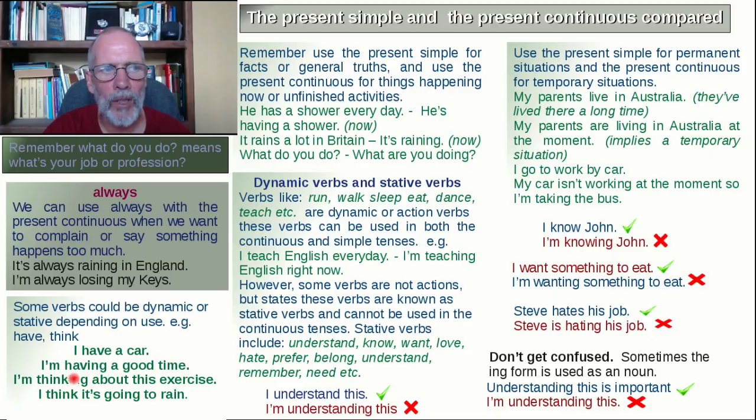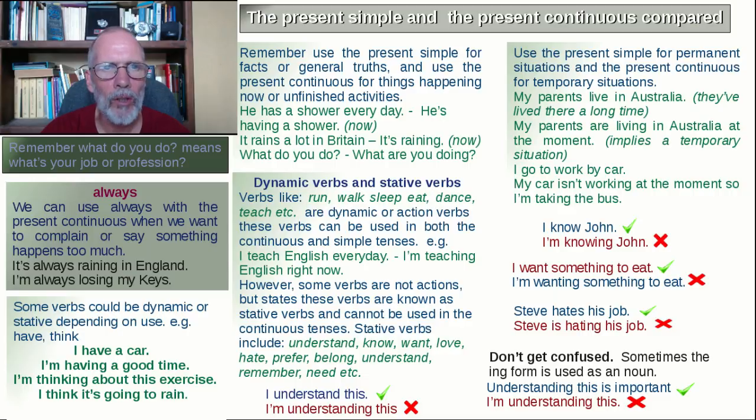Think is another example. Here, I'm thinking about this exercise. The use of think here is to describe a process in your brain or a process in your mind. So it's dynamic. I'm thinking about this exercise. But here, in this sentence, I think it's going to rain. Here, think is used to express opinion. It's like saying, in my opinion, it's going to rain. And here, think is stative. So there are other verbs that could be stative or dynamic depending on their use.